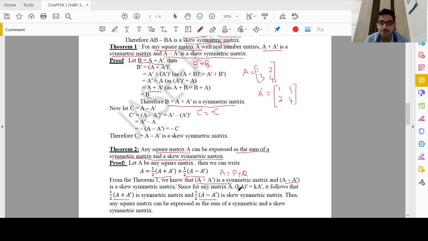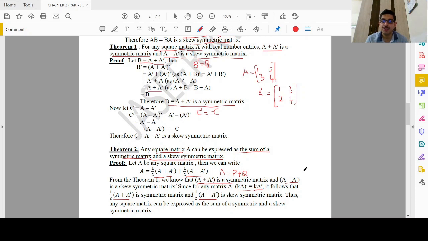That is just for any matrix A, the scalar multiple, again using the property (kA)' equal to kA'. So half of (A plus A dash) and half of (A minus A dash) are symmetric and skew symmetric respectively. So A can be written as half of (A plus A dash), that is a symmetric matrix, plus half of (A minus A dash), that is a skew symmetric matrix, and the sum of it is coming as A. So we have expressed a given square matrix A as the sum of a symmetric matrix and a skew symmetric matrix.